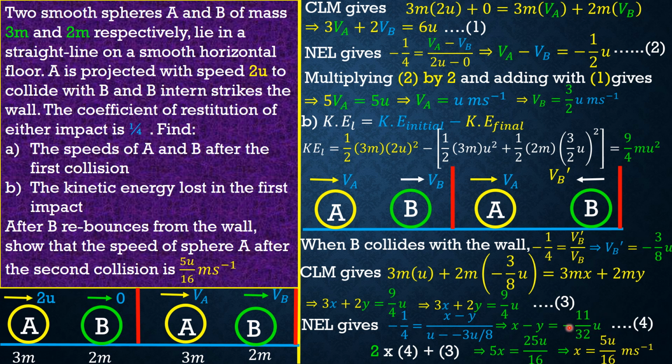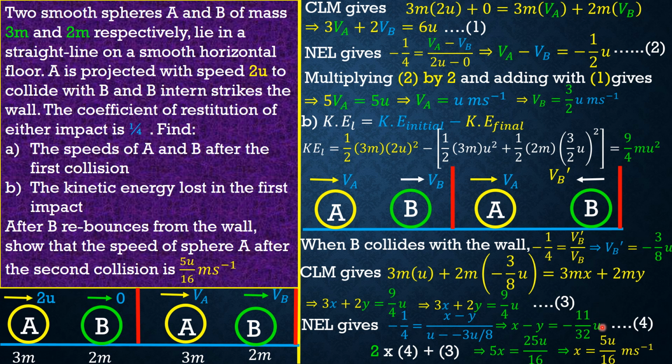Now that we have this, all we have to do is solve for the value of x only, because the question wants to show that the speed of sphere A after collision is 5u/16. You don't need to calculate that of sphere B, since the question talks only about A. So if we multiply equation 4 by 2 and add it to equation 3, we're going to have 2x minus 2y equal to 32 times 2, which gives us 16.